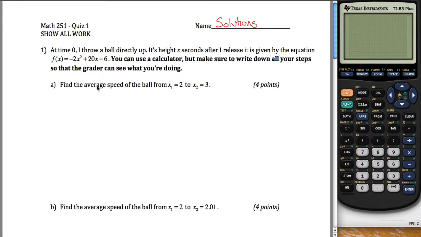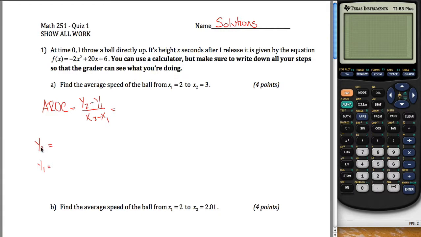Anyways, we want to find the average speed from time 2 to time 3. So 2 seconds after I throw the ball to 3 seconds after I throw the ball. Average speed kind of hints that you should use your average rate of change formula, which is just the difference in the two y coordinates divided by the difference in the two x coordinates. We're given the two x coordinates, that's nice. We're not given the two y coordinates, but we can figure them out.